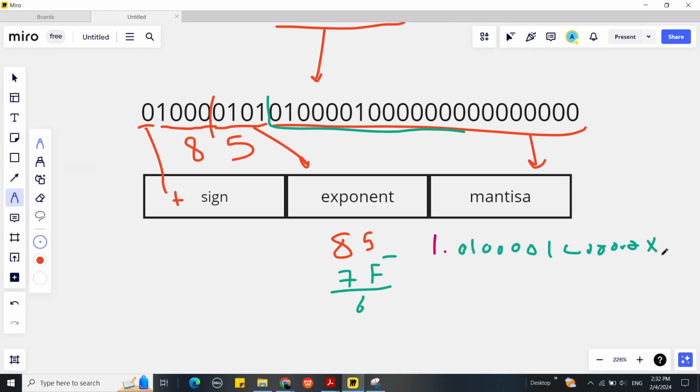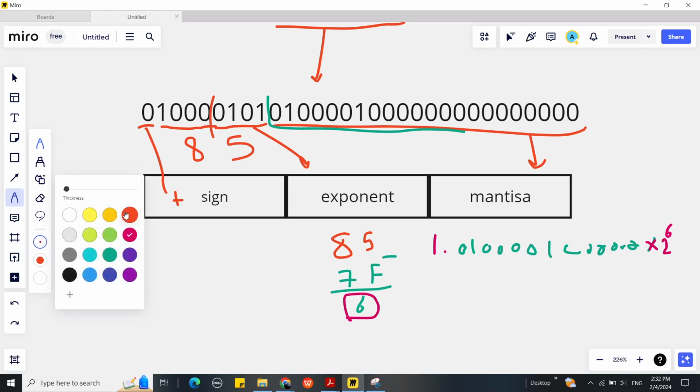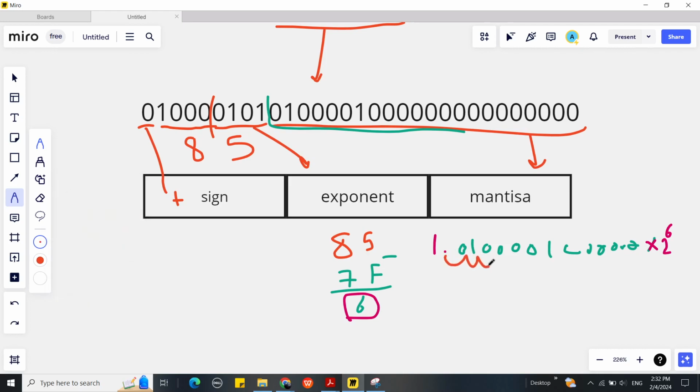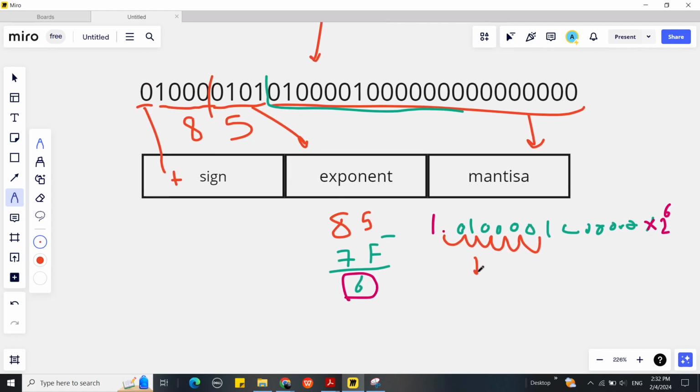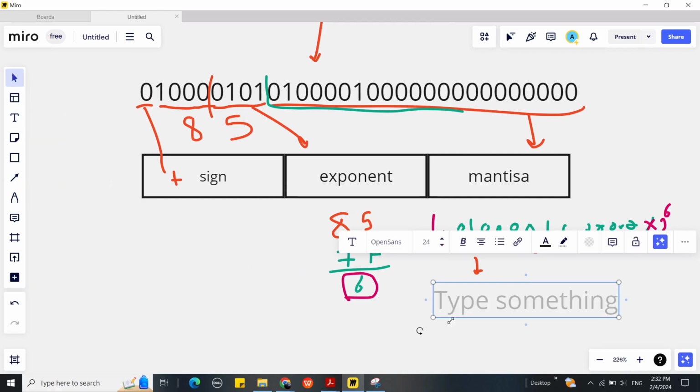And they should be times 2 power the difference of exponent, which is 2 power 6, which means this dot is going to move 6 bits to the right, with a different color now. 1, 2, 3, 4, 5, 6, which is going to give me, I'm just going to write it down here, 1, 0, 1, 0, 0, 0, 0, dot 1, and then 0, 0, 0, 0, whatever it is, right?